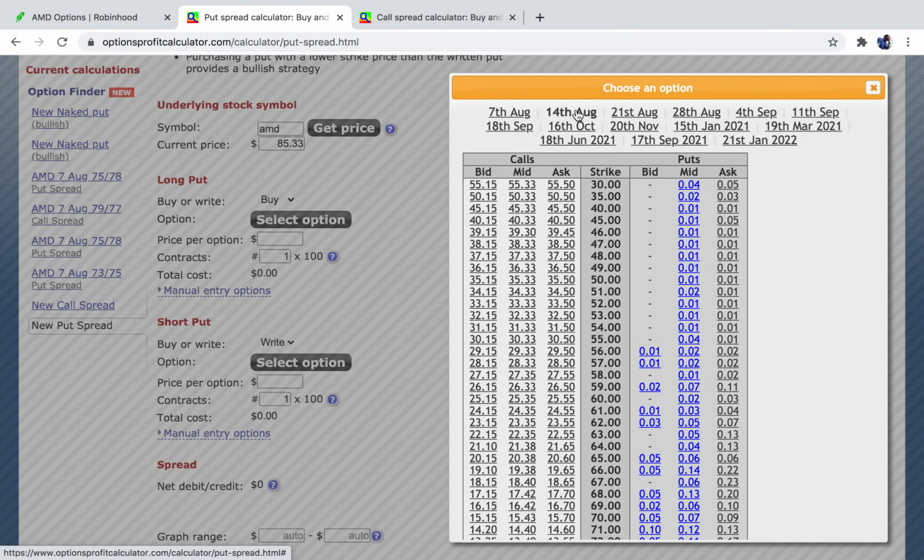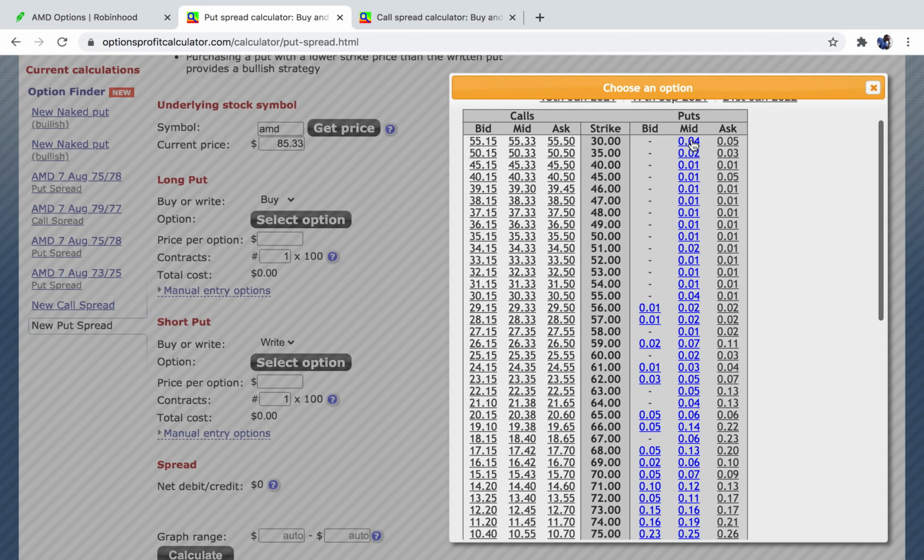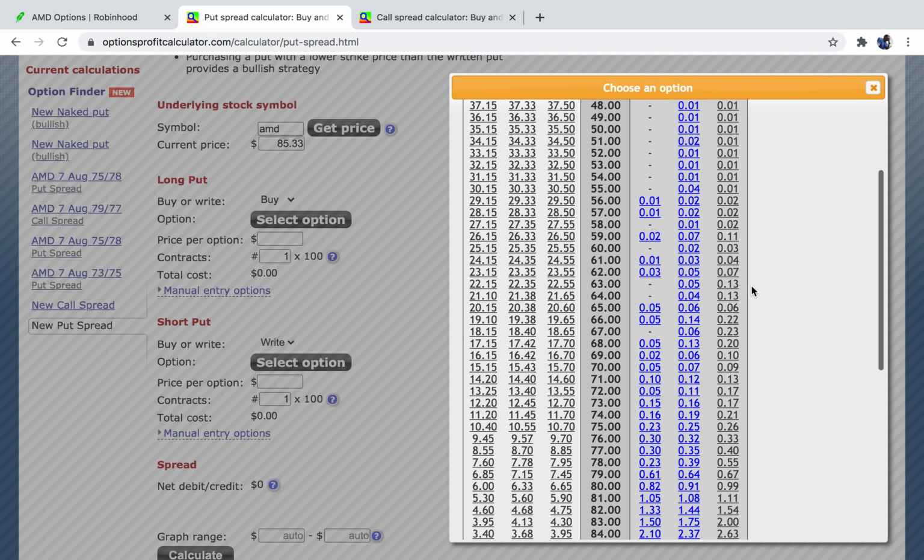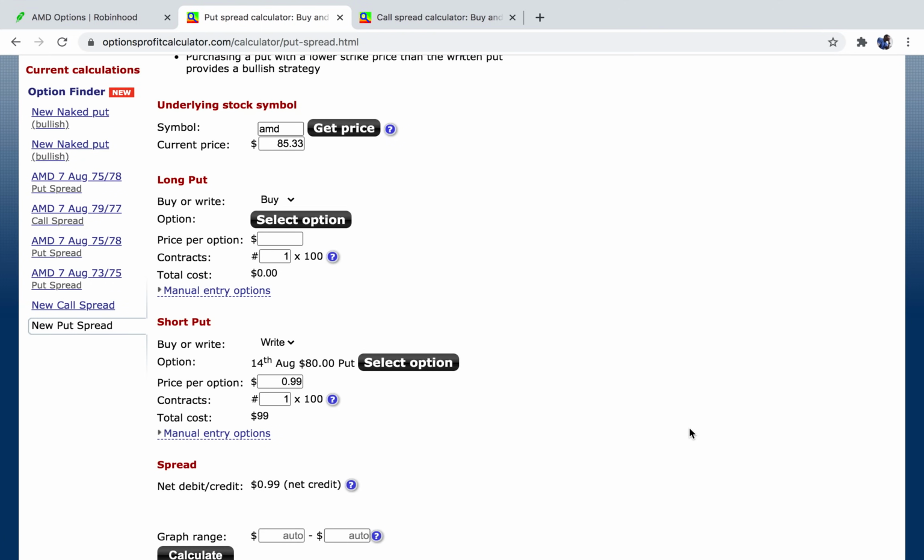And let's sell a put here. Remember, puts are on the right, calls are on the left. So we're going to sell a put, and let's choose $80 strike price. So we're going to go to $80, and we're going to click on this, right? So according to this, we're going to sell a put on AMD expiring August 14th at an $80 strike price.